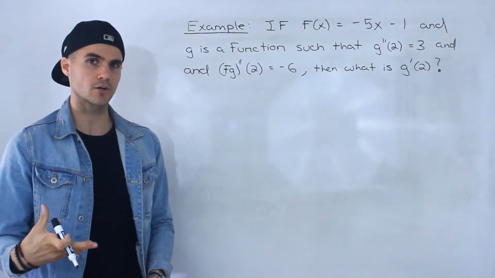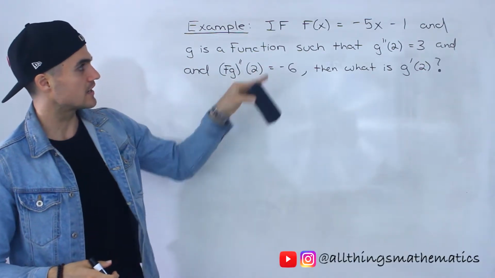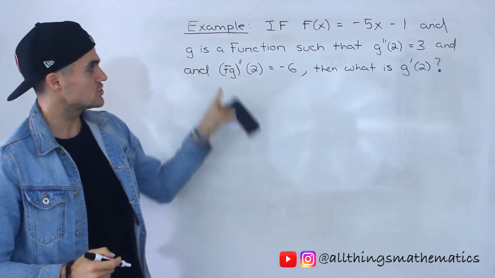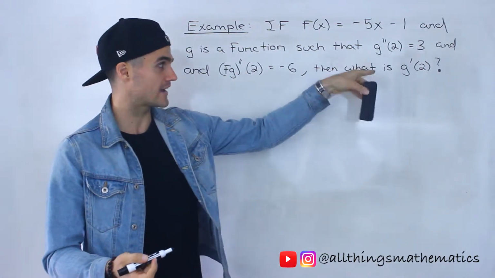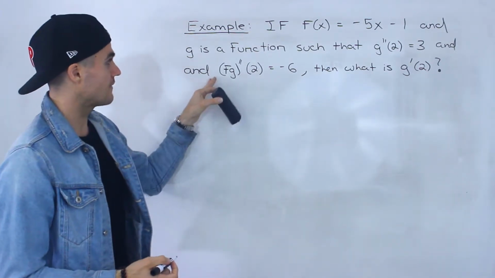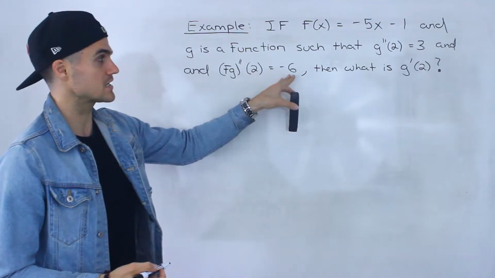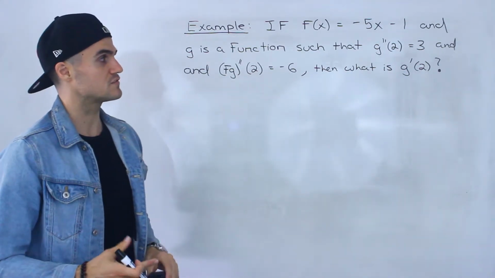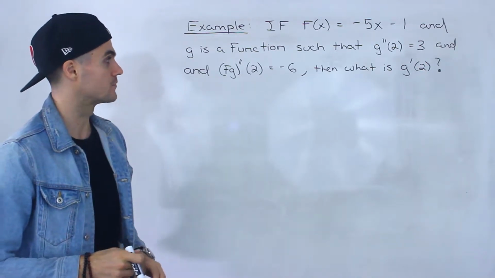This one's going to deal with the product rule. It's pretty tricky, it's a little unique. So if f of x is equal to negative 5x minus 1, and g is a function such that the second derivative of g at an x value 2 is equal to 3, and then the second derivative of fg at an x value 2 is equal to negative 6, then what is g prime 2? What's the value of the first derivative of g at an x value of 2?